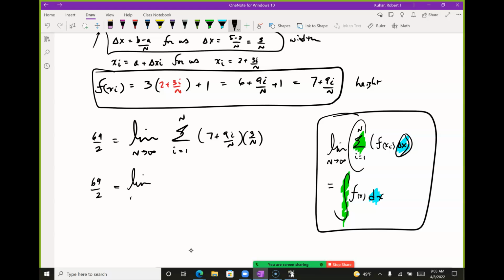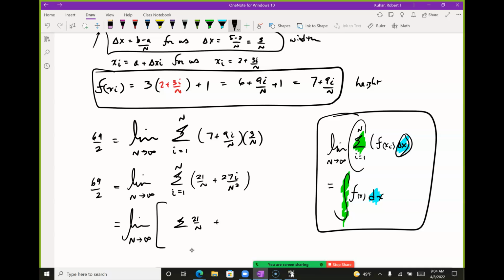So limit as n goes to infinity of the sum of i equals 1 to n. And now I'm distributing here. I got 21 over n plus 27i over n squared. And you can see my 21 and my 27 from the earlier calculation when I was doing the area of the triangle and area of the rectangle. Now, I want to split this into two sums. So I'm doing the limit as n goes to infinity of two sums. The sum of 21 over n plus the sum of 27i over n squared.